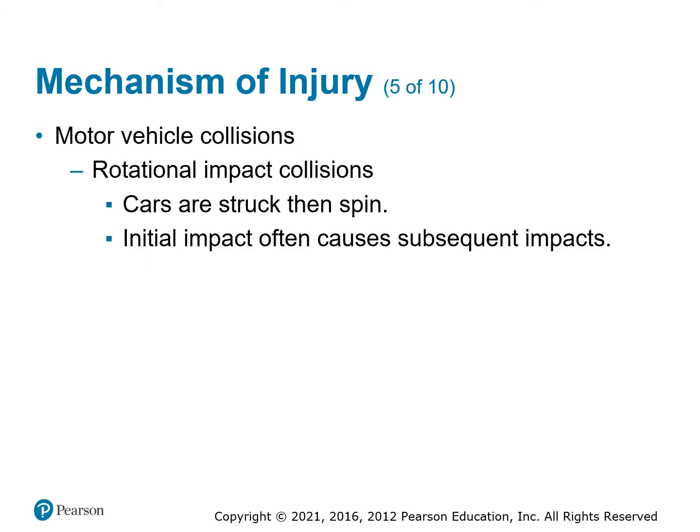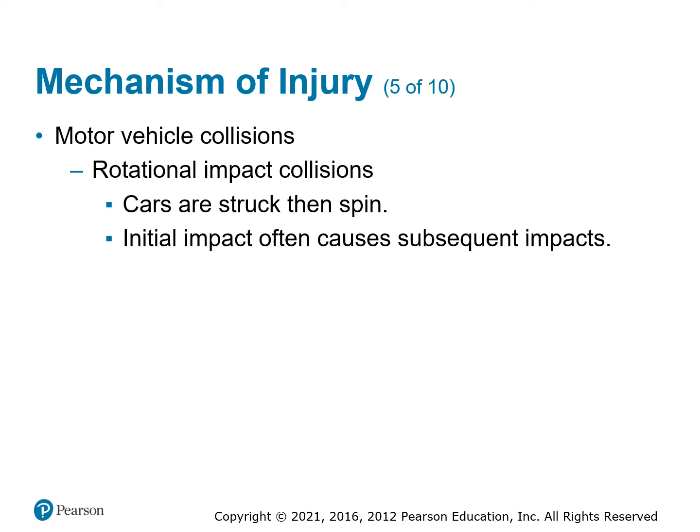There's also what's called rotational impact collisions. This is where the car is spinning. Usually when that car is spinning, it causes other impacts, which could cause subsequent injuries. So imagine a multi-vehicle accident: a car gets rear-ended, which spins it, another car comes and hits it in the front end, spins the vehicle back around again, and then that vehicle strikes another car that's parked there. So there are a whole lot of different impacts that occur.